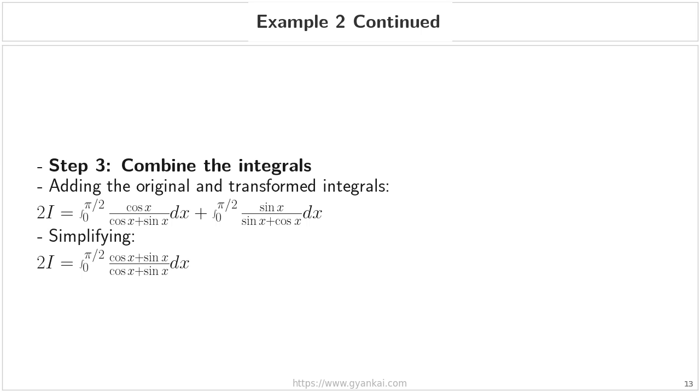This simplification is the power of the reflection property. It allows us to manipulate the integral into a much more manageable form. In the next step, we'll see just how manageable it becomes.